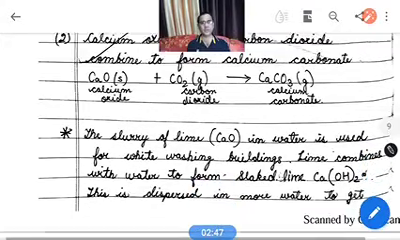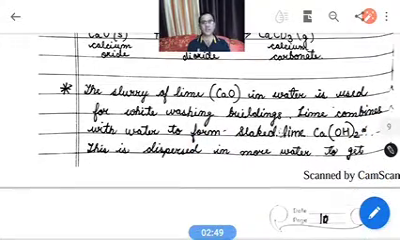One important note is given below. The slurry of lime in water is used for whitewashing. Actually, you might have seen many times when painters come to our homes for whitewashing, they bring tuna from the market, and tuna means lime. Lime is also called quicklime. So what the painter does is put that in water.